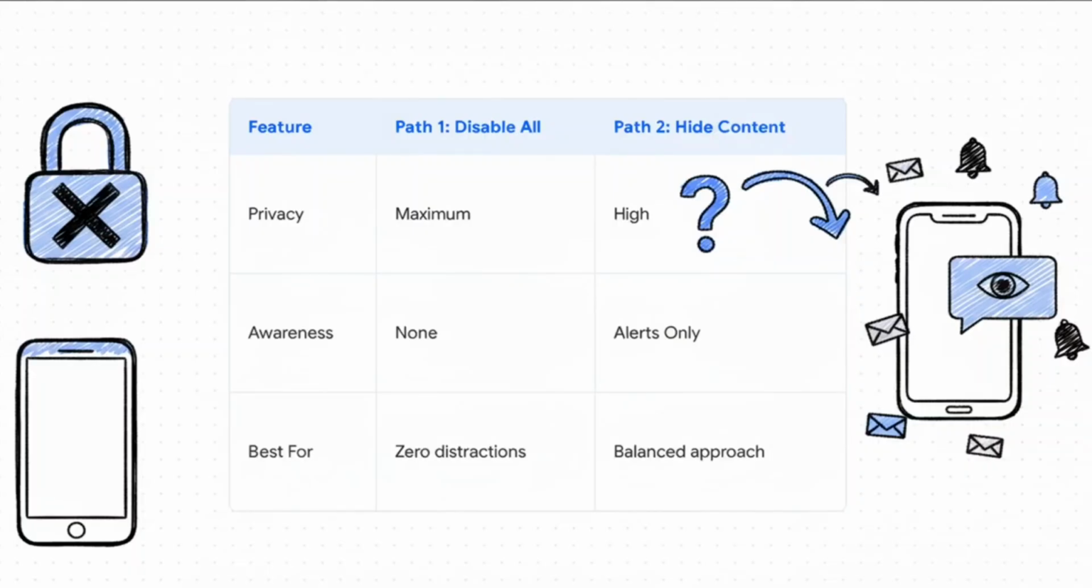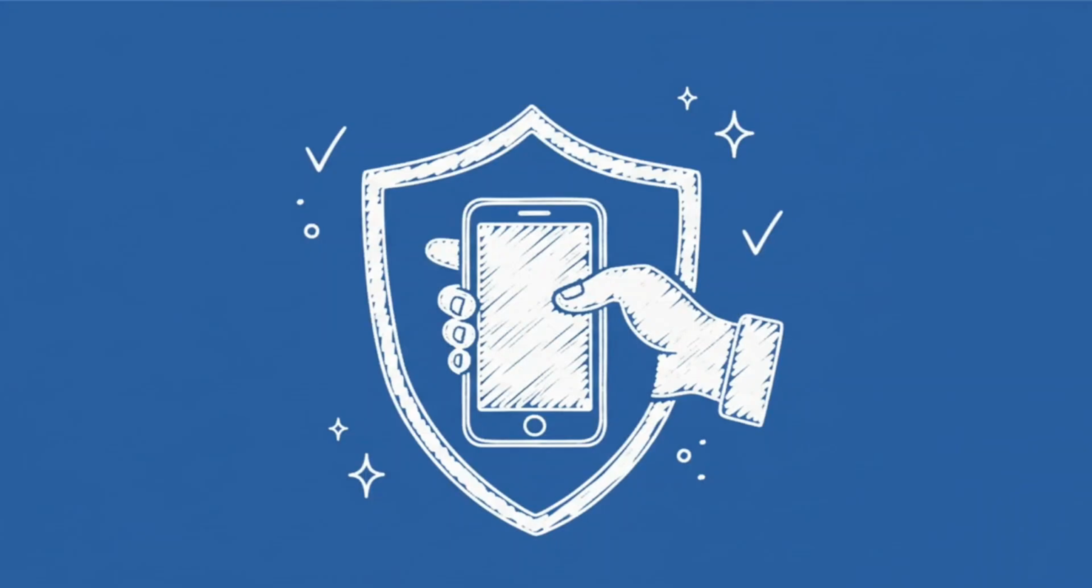So just to make it crystal clear, let's put them side by side. Path 1, disable all, gives you that Fort Knox level privacy but zero info on your lock screen. Path 2, hide content, is that perfect sweet spot. You still get your alerts and your privacy stays high. Honestly, which one is right is totally up to you.